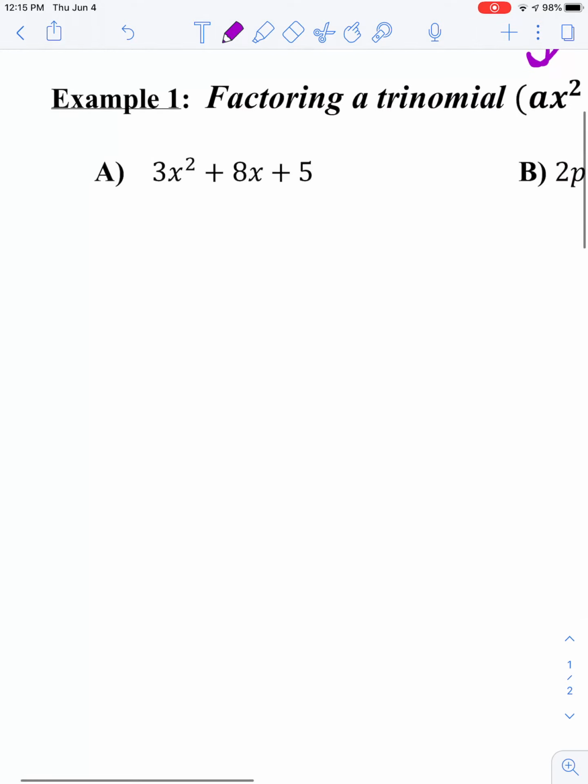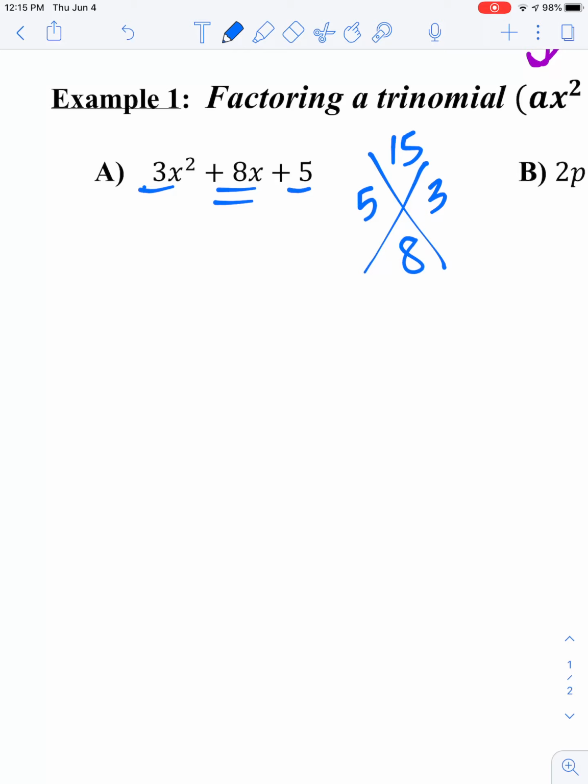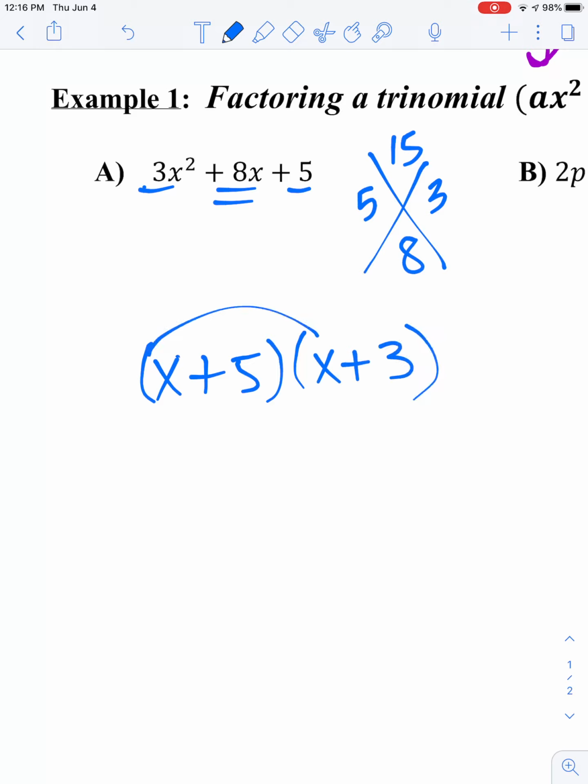So in part A, to set up the puzzle and get started here, we can multiply 3 and 5. So 15, and then the number 8 goes on the bottom. So what multiplies to 15 and adds to 8? 5 and 3. Now notice we cannot just simply say, okay, x plus 5, x plus 3, there's our answer, we're done. The reason is, if you check that by just foiling, you get x squared plus 8x plus 15. That is not what we started with.